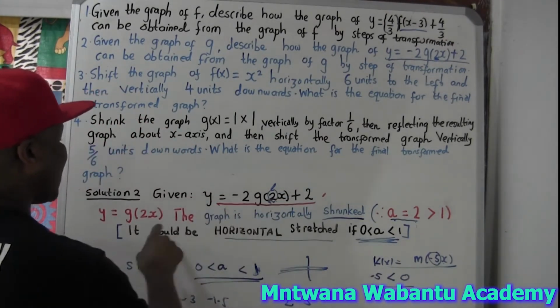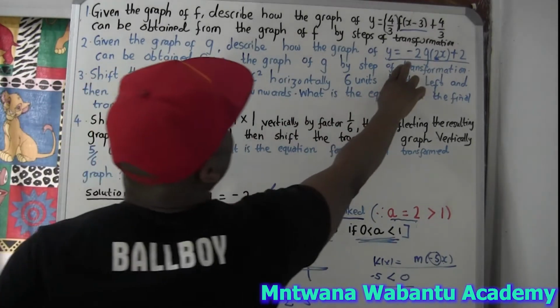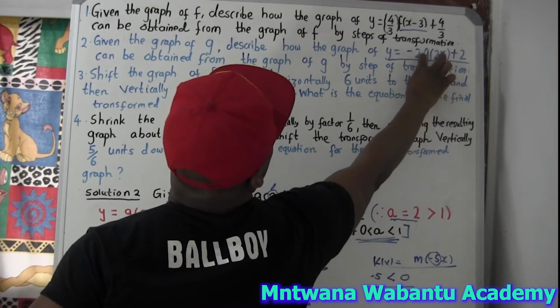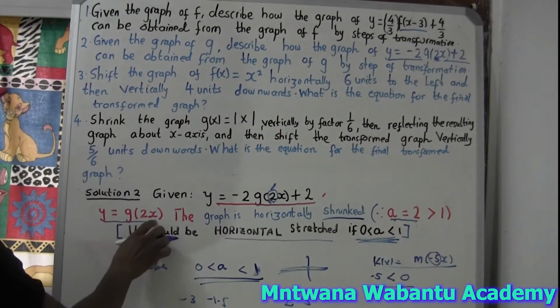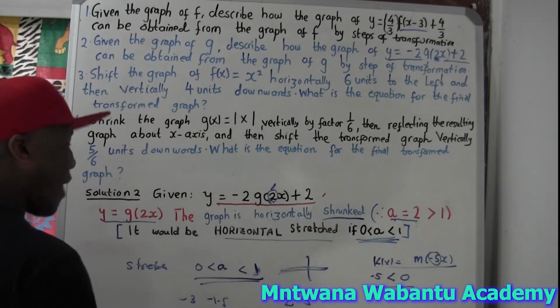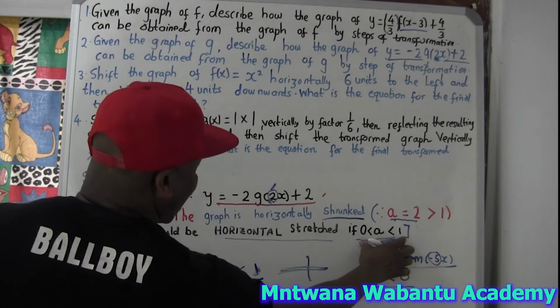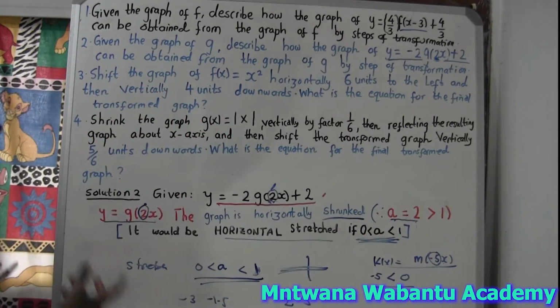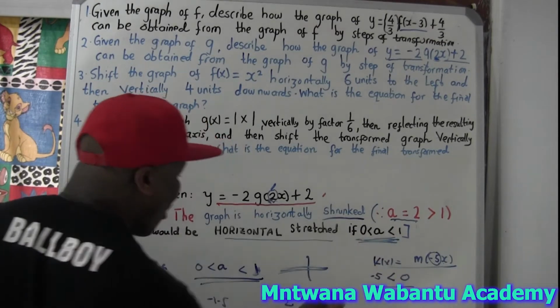So for that case, for now, we're going to say y equal to g of x, means I'm going to start with y because we want to prove that. So I'm going to have to start with this part here. So y equal to g is horizontal shrunk. Why? Because this number is 2, and 2 is out of the range between 0 and 1, that's why I say shrunk. But it could have been a horizontal stretch if the number was between 0 and 1. We're done for the first one.